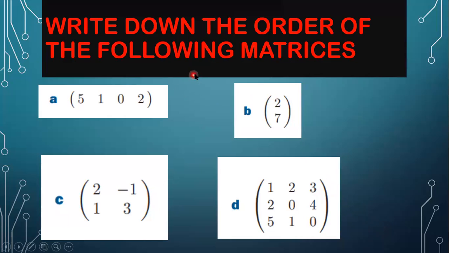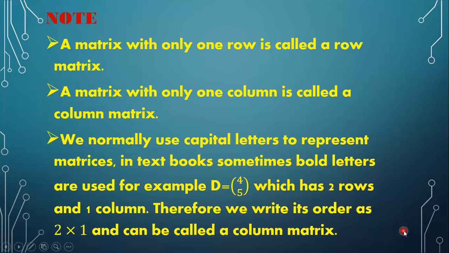If you're asked to write down the order of the following matrices, for example, the first one here has 1 row, and then 1, 2, 3, 4 columns, so this is a 1 by 4 matrix. This one here has 2 rows and 1 column, so it's a 2 by 1 matrix. So this is a 2 by 2 matrix, whereas this one here is a 3 by 3 matrix.